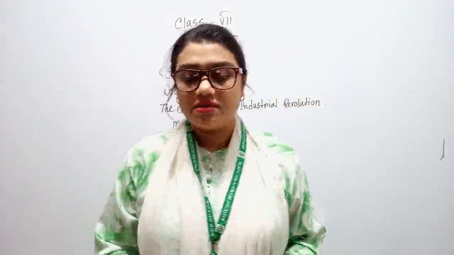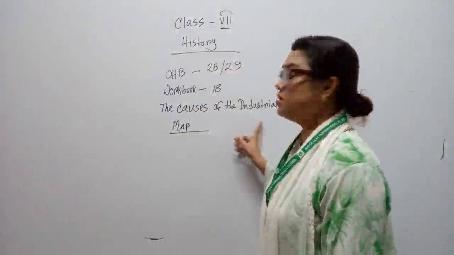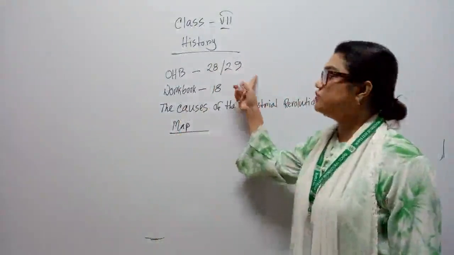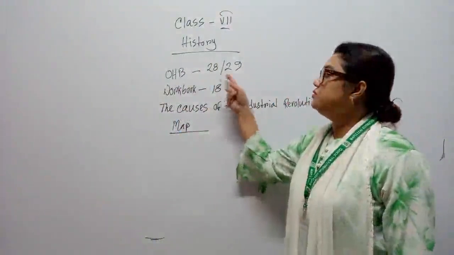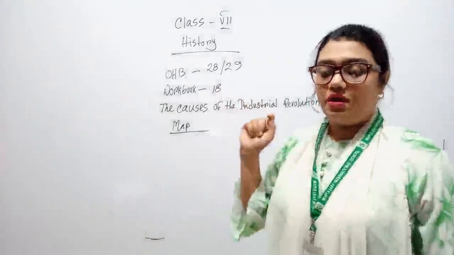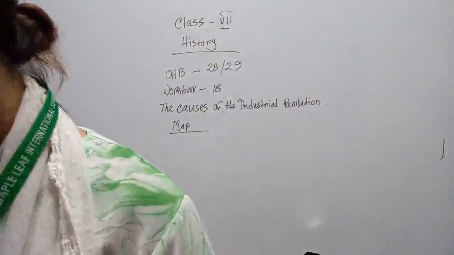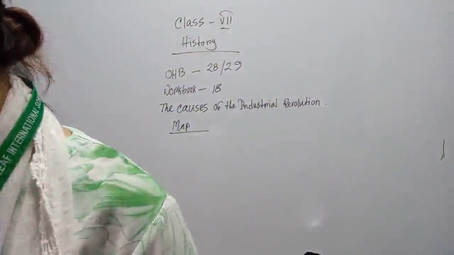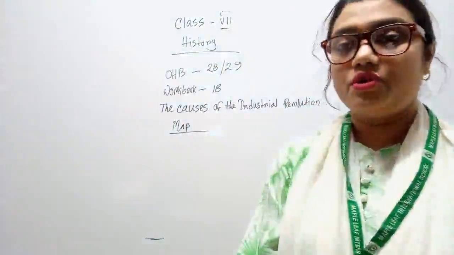Today is our second class of our half yearly session, and today's topic is the causes of the Industrial Revolution. That is from our Oxford History Project book, pages 28 and 29, and these two pages are related to the workbook, page 18. There is a map on page 18 that we are going to solve today, okay? The first map we have is on page 18 of our workbook, and from page 28 of our Oxford History Project book.